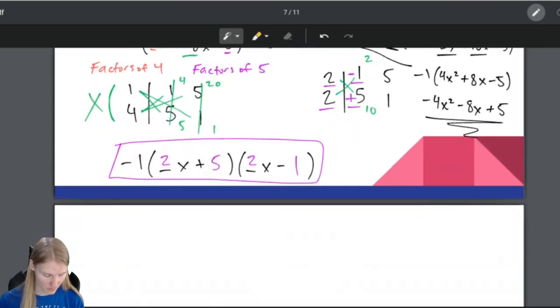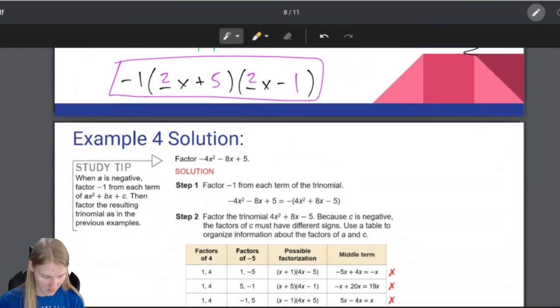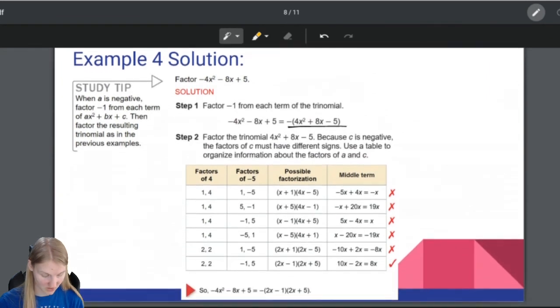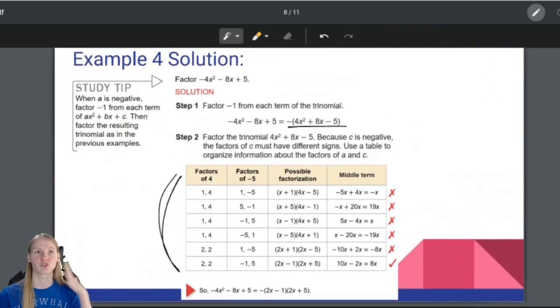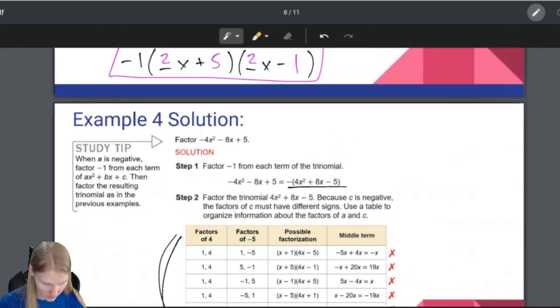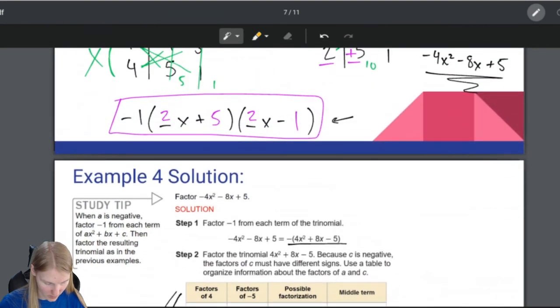Let's check and make sure that we were right. Yep, factor out the -1. And then, yeah, see how giant? This table just gets giant, and I don't like it. But alas, -2x minus 1, 2x plus 5. There it is. 2x minus 1, 2x plus 5.